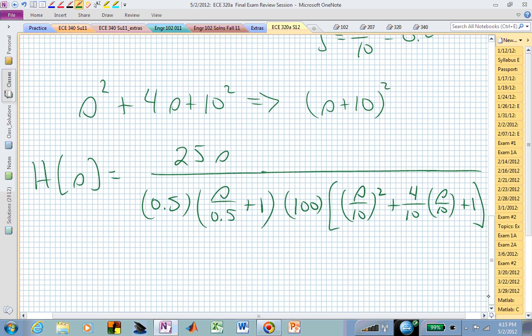And what we are really doing is, if we view this now as our 2 zeta over omega sub n, we're letting zeta go to 1 in that particular factorization, or in that factored form. So we are now approximating this with s over 10 plus 1 quantity squared.